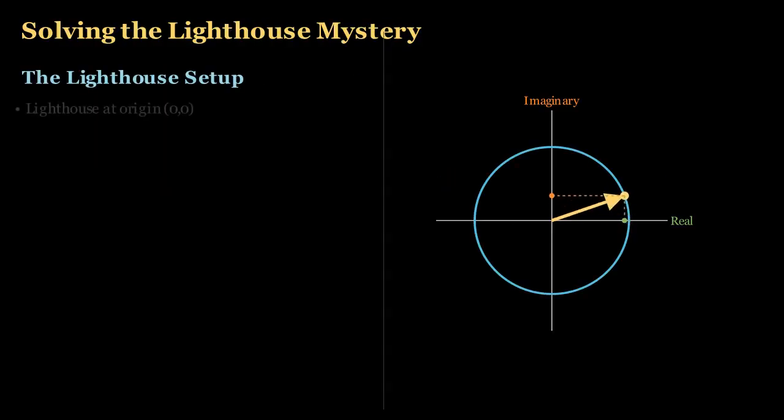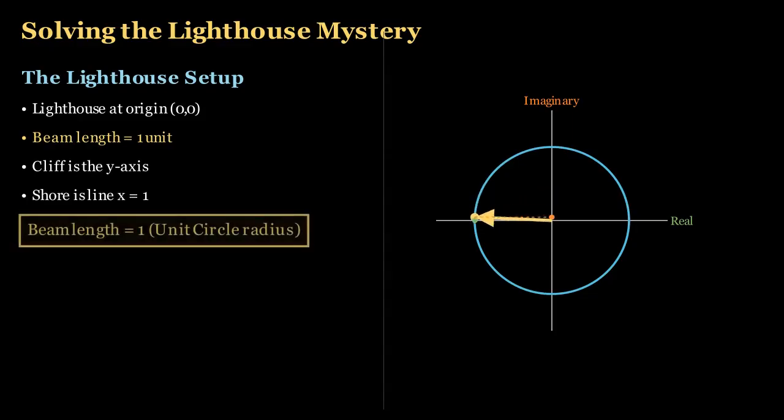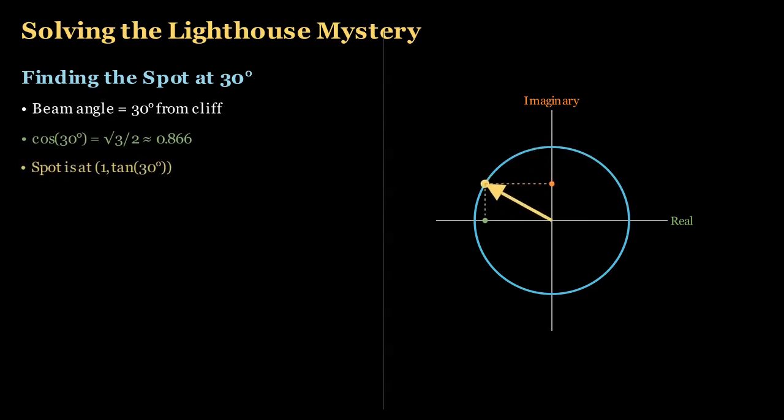We just connected everything, now let's pay off that opening puzzle. Place the lighthouse at the origin, with a beam length of 1. The cliff is the y-axis, and the shore is the vertical line at x equals 1. Say the beam makes a 30 degree angle with the cliff. Cosine gives the x-coordinate, about 0.866.